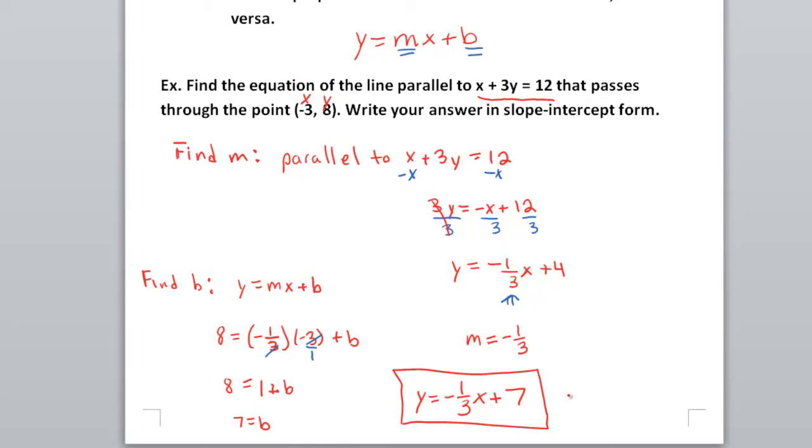And this is the line we were looking for. This is the equation for the line that is parallel to x plus 3y equals 12, and it also passes through the point -3, 8. In this case, we found our slope by using the fact that this line is parallel to the line that we were given.